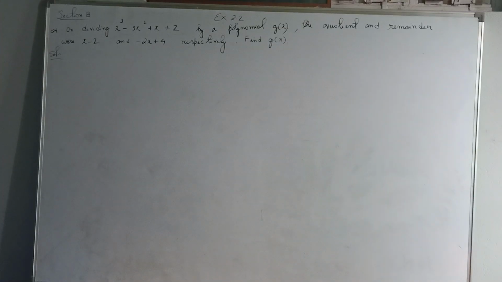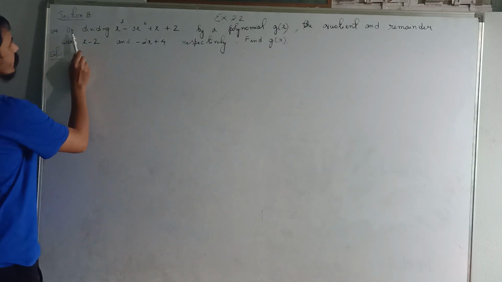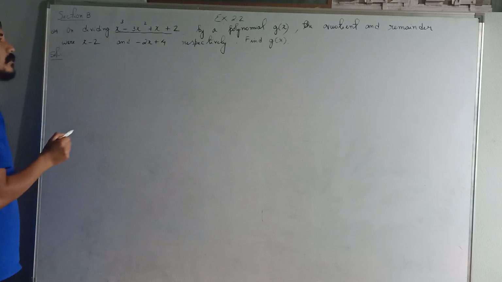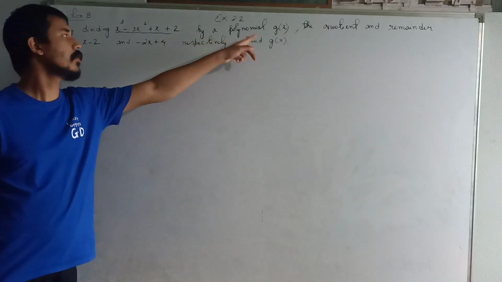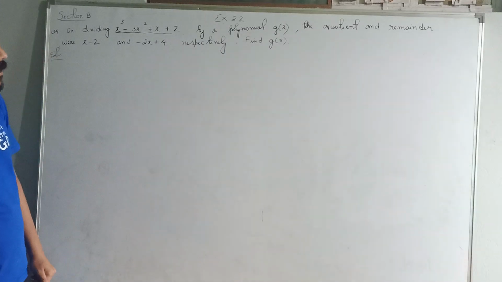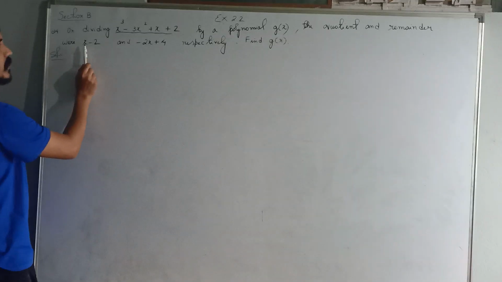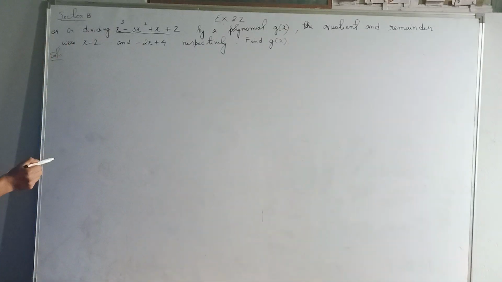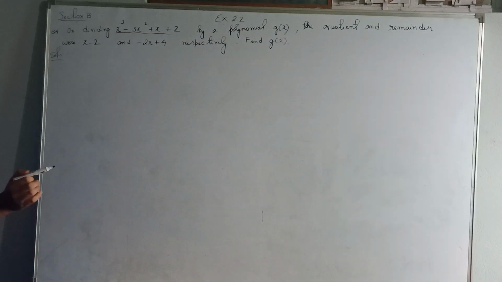So let's go for question number four again. On dividing this polynomial by a polynomial g(x), the quotient and remainder obtained are this and this, respectively. Find g(x). Okay. What are we doing here exactly?